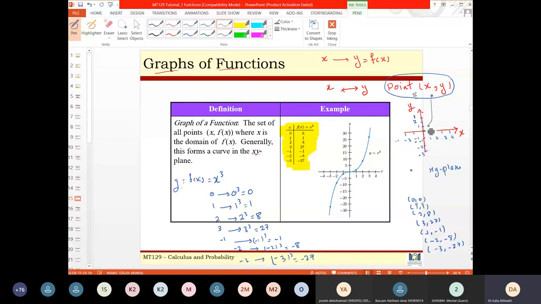We join all the points together, and this will give me my graph. You can see it clearly here in this graph. These are the points (0, 0), (1, 1), (2, 8), (3, 27), (-1, -1), (-2, -8), and (-3, -27). Joining all the points together gives me the graph.